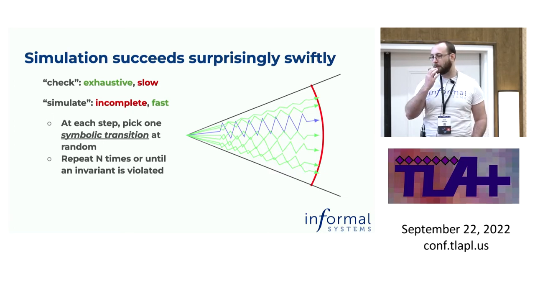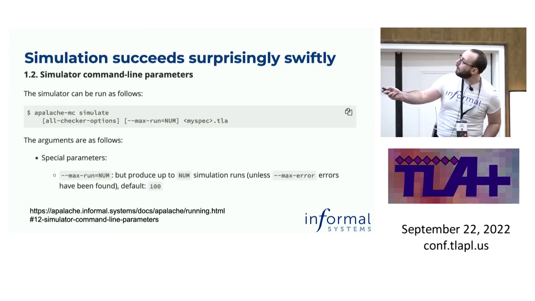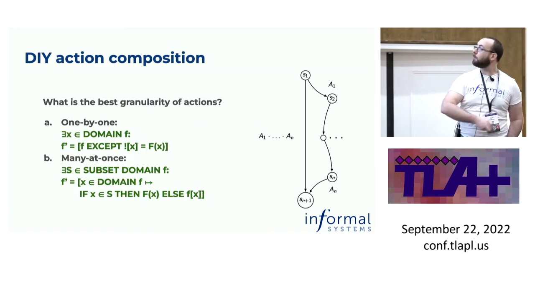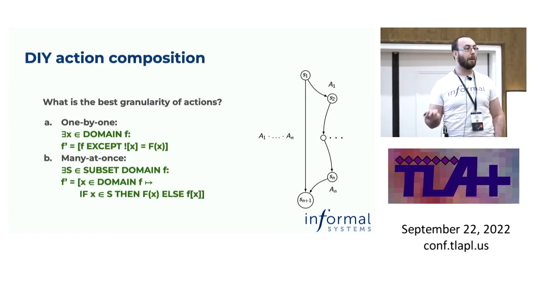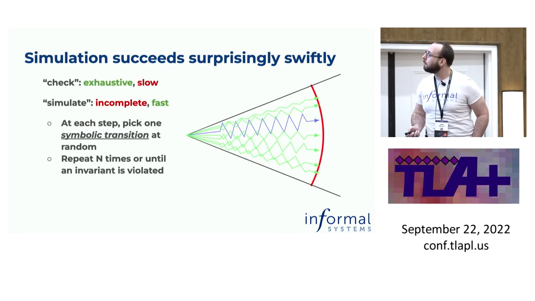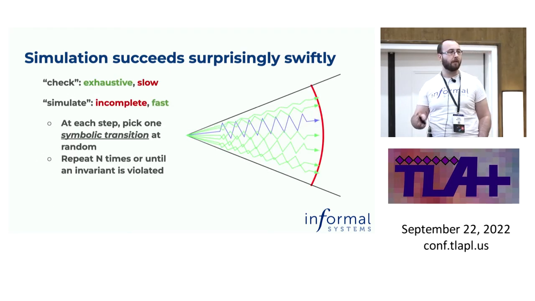So there is no automatic partial order reduction of any kind. The thing I showed in the previous slide, this is something that I encourage people to do manually, actually. This is what I call a DIY action composition. Simulation works over whatever is written. It doesn't try to automatically do any partial order reduction.